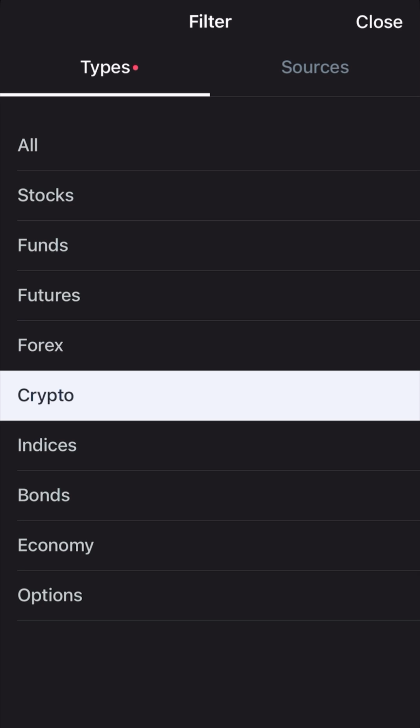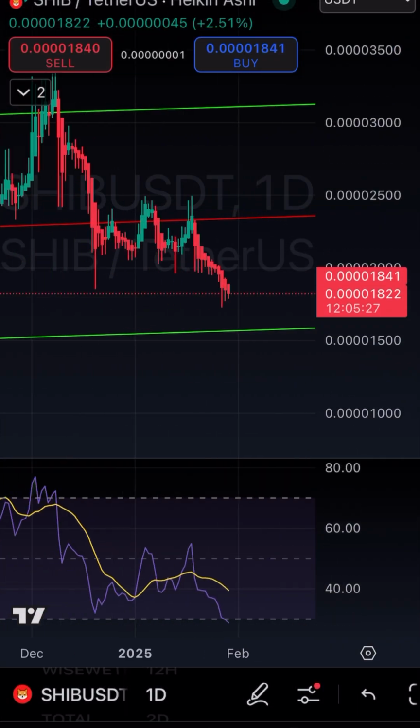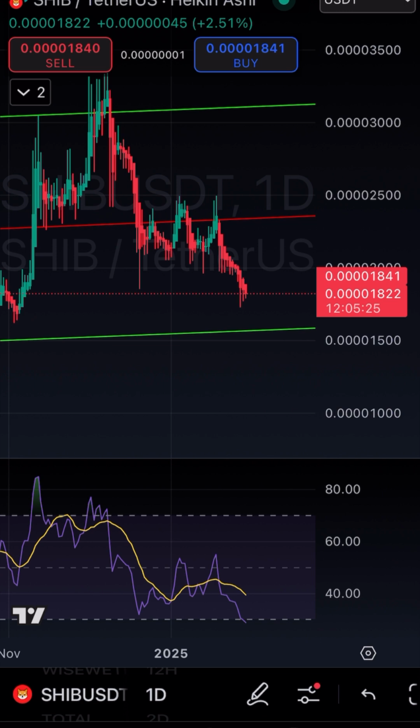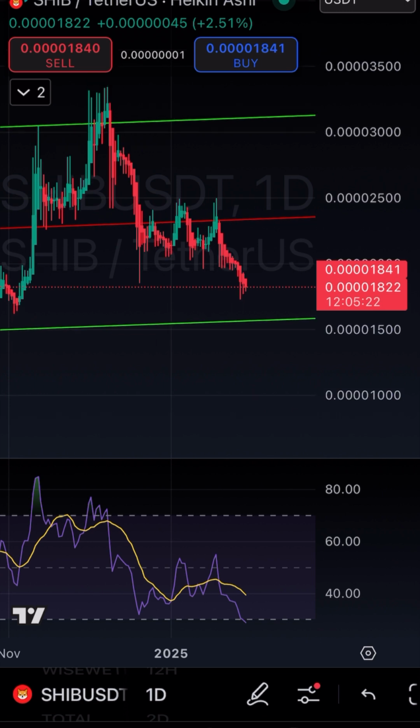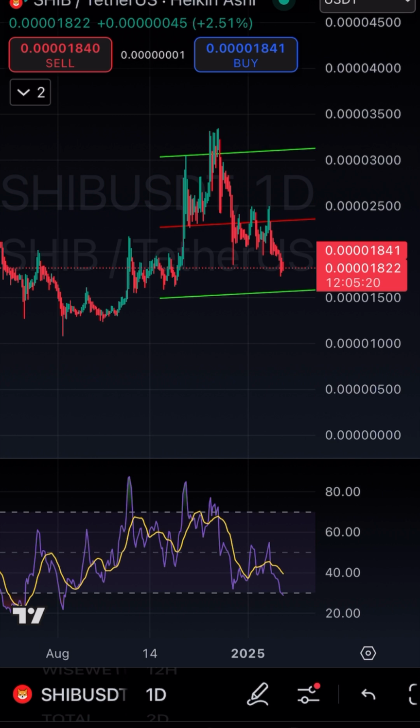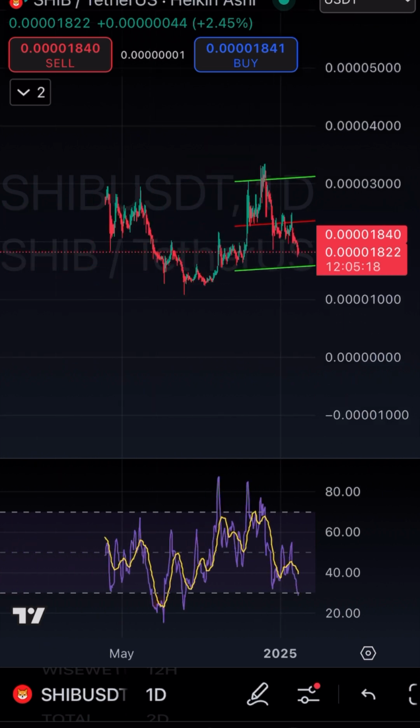Let's look at one more crypto. Let's look at Shiba Inu real quick. And if you want to do Shiba here, the first thing we need to do is determine what direction it's going.